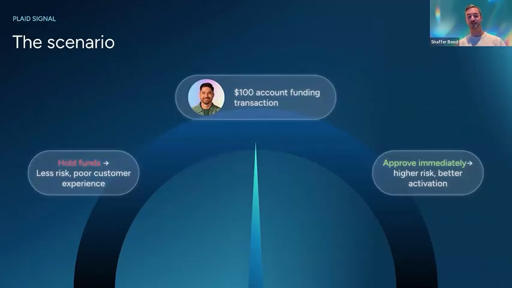But Rob then has to wait a few days to access his money and start to get value out of your app. But we could approve this immediately, which is a great experience for Rob, but there's risk. If the ACH returns, you eat the $100. Signal is the underlying model that lets you make the call with confidence on the payment risk side.